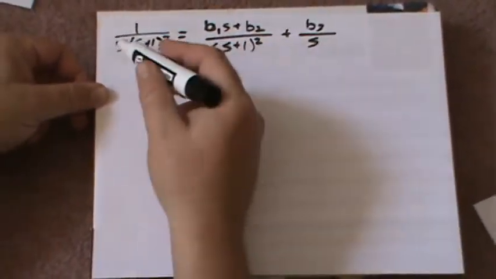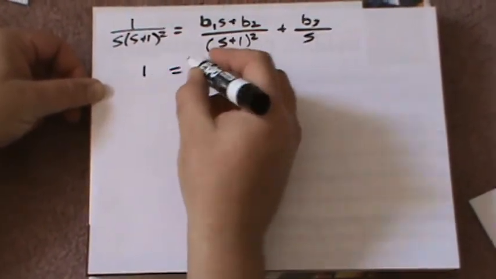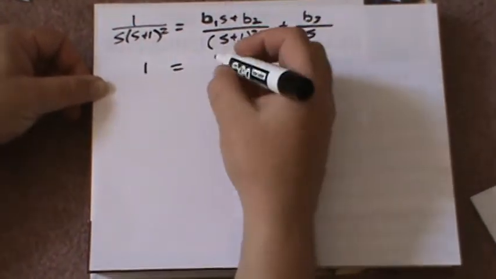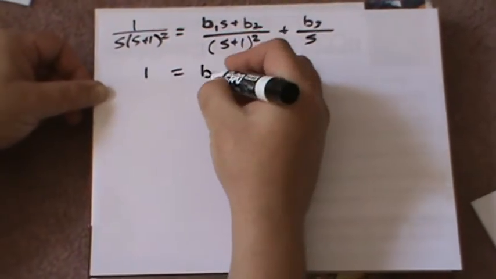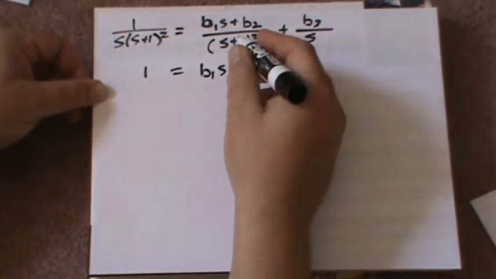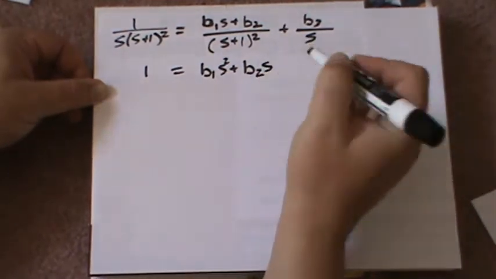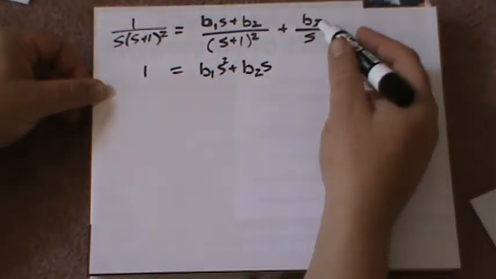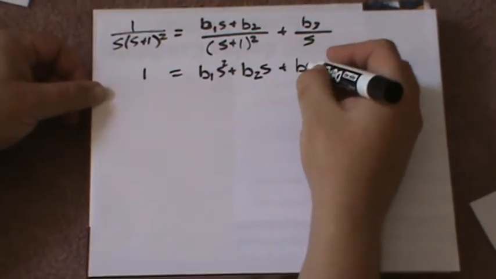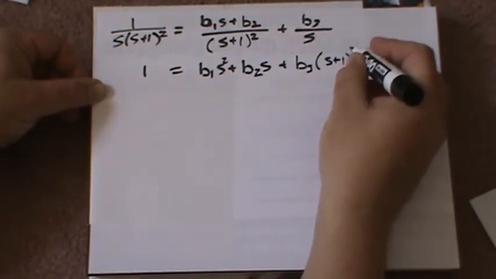What I'm going to do now is just multiply through by the denominator. And what I get is 1 is equal to, when I multiply through, it clears out the (s plus 1) squared. So I end up with (b1 s plus b2), and then this whole thing times an s. And then this one gets multiplied by the denominator. So I get plus b3 times (s plus 1) quantity squared.